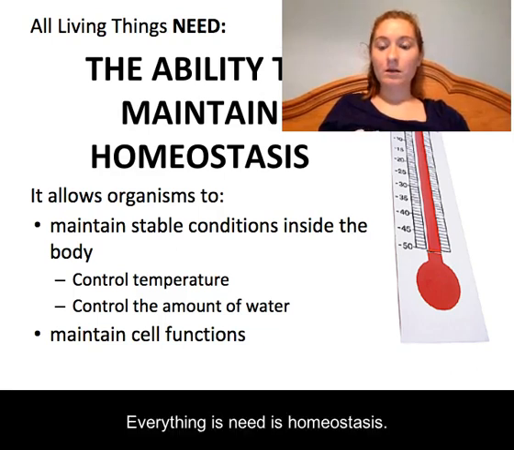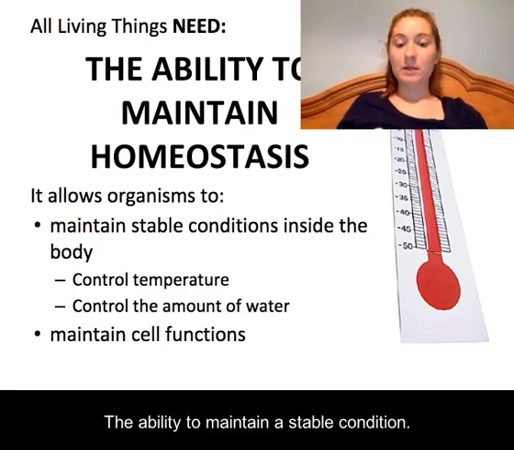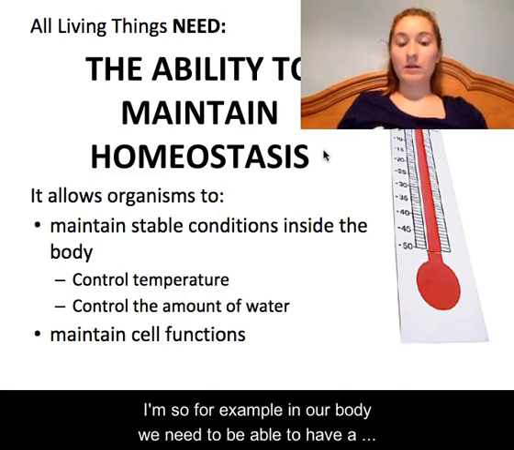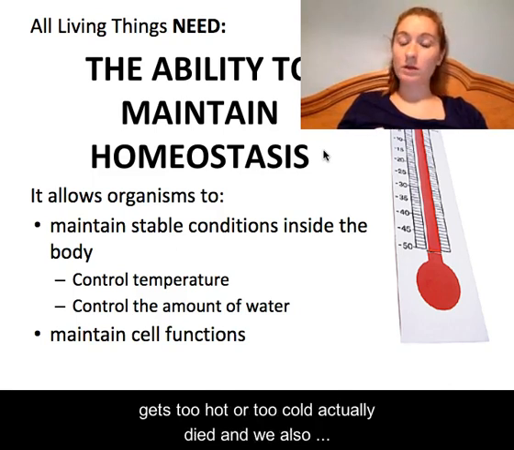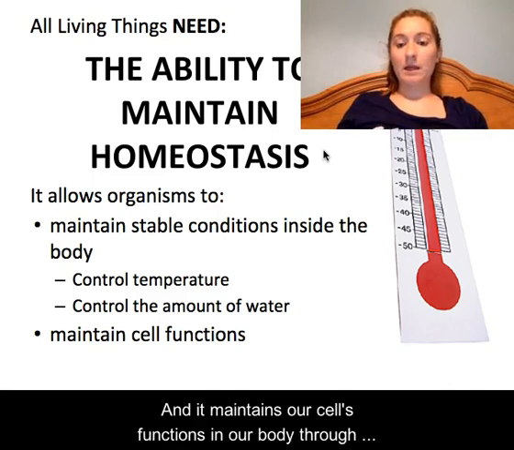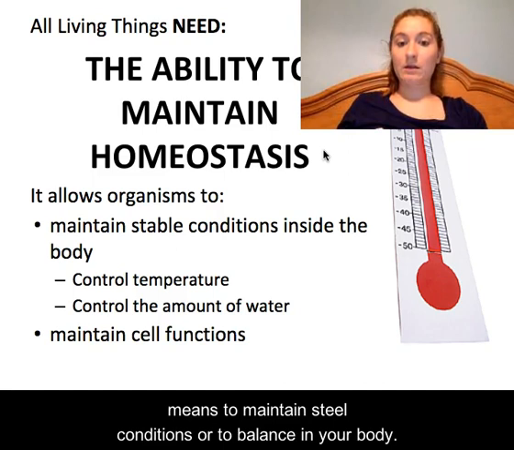The next thing living things need is homeostasis. Homeostasis is the ability to maintain a stable condition. For example, in our body, we need to be able to have a certain temperature in order to survive. If our temperature gets too hot or too cold, we would actually die. And we also need to control the amount of water in our body in order to survive. It maintains our cells' functions in our body through transport and keeping that balance. So homeostasis means to maintain stable conditions or to balance in your body.